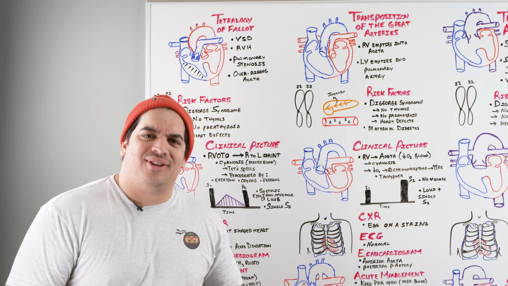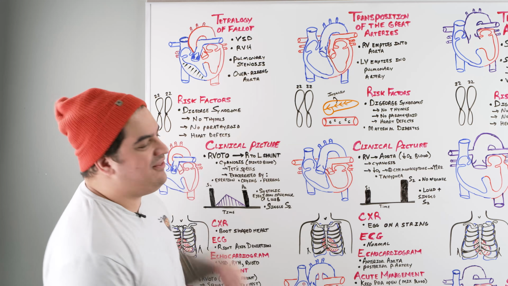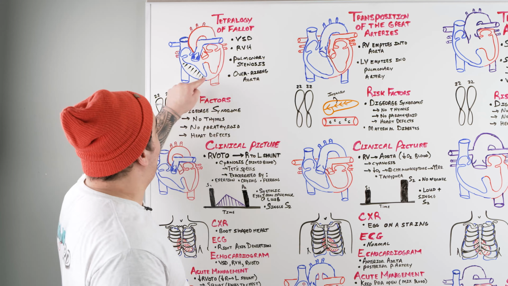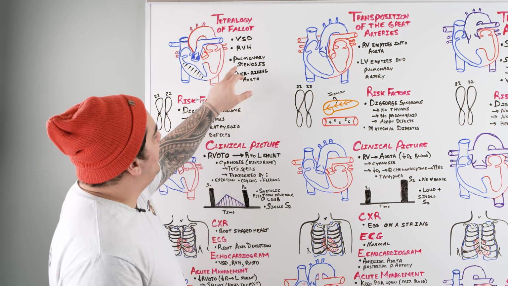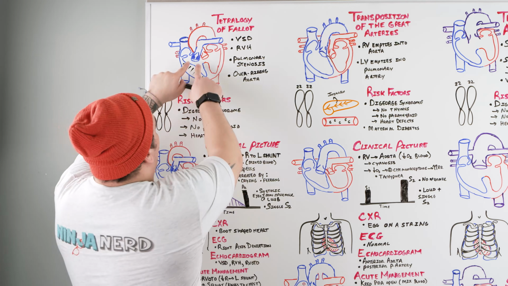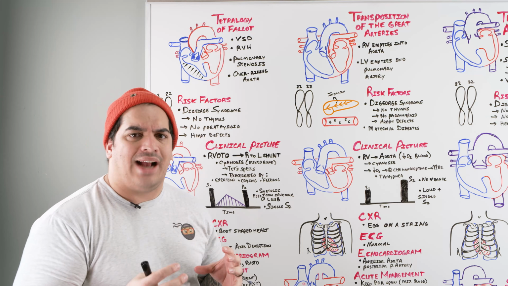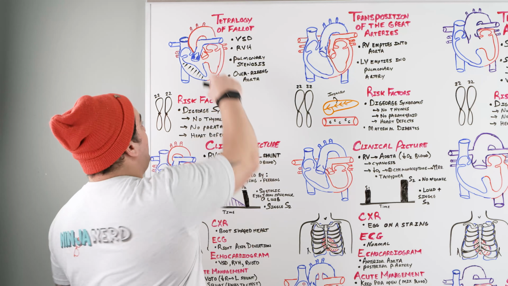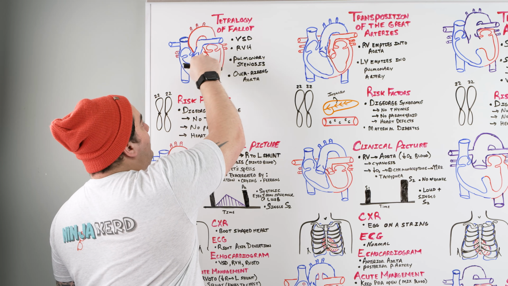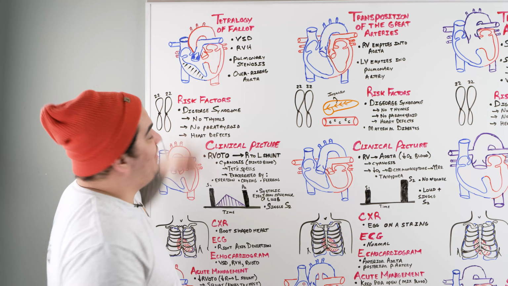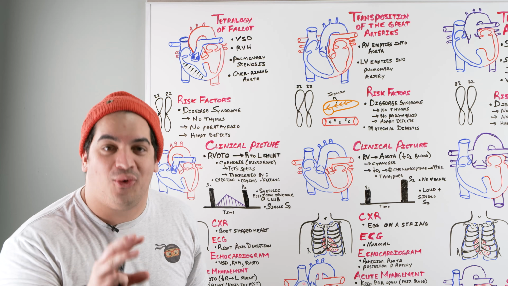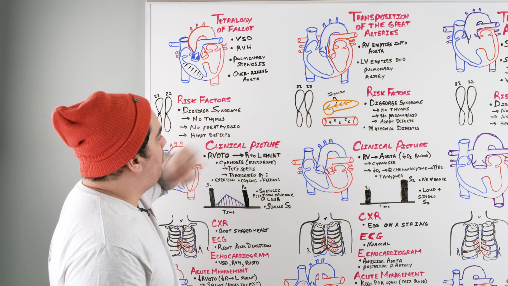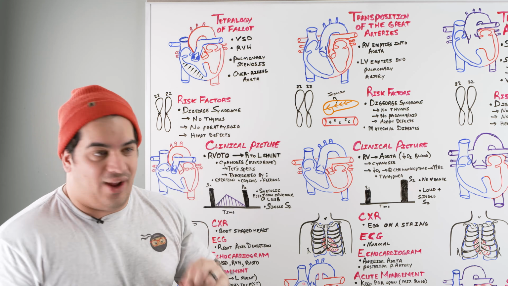So for Tetralogy of Fallot, there are 4 particular findings. The first one is a VSD, a ventricular septal defect. Second one is right ventricular hypertrophy, so this thickening of the right ventricle. Third thing is pulmonary stenosis, and this is technically the subvalvular portion, right below the actual pulmonary valve. And the last one is an overriding aorta, meaning that the aorta is kind of overriding both the left and right ventricle, right at the level of the VSD. Okay, so that is the 4 different components of Tetralogy of Fallot. Again, VSD, right ventricular hypertrophy, subvalvular pulmonary stenosis, and an overriding aorta.